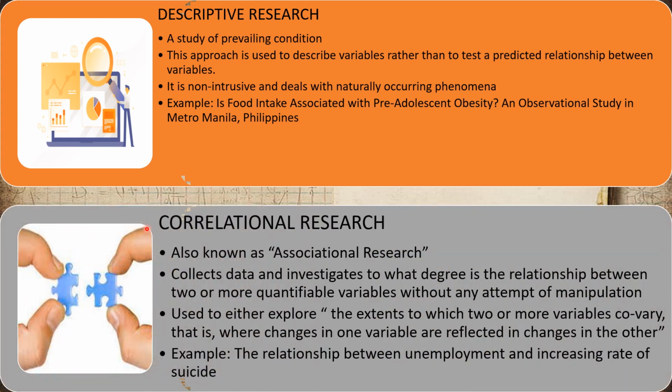Next, correlational research, also known as associational research. So, it collects data and investigates to what degree is the relationship between two or more quantifiable variables without any attempt of manipulation. So here, it is just describing the relationship between, or the magnitude of relationship between two or more quantifiable variables. The relationship between variables can be described using the correlation coefficient, the most common of which is the Pearson product moment correlation coefficient.